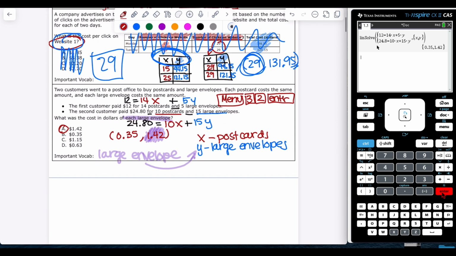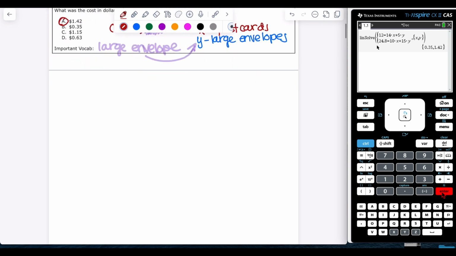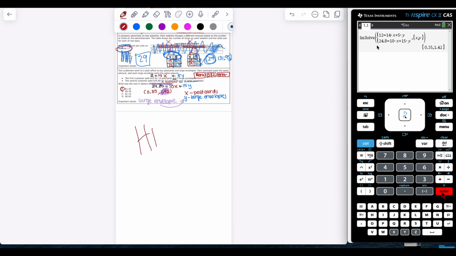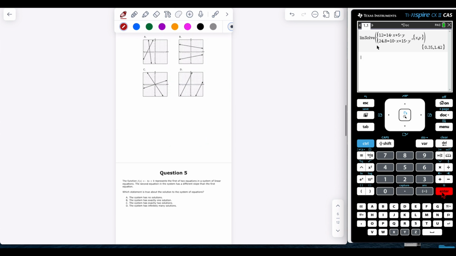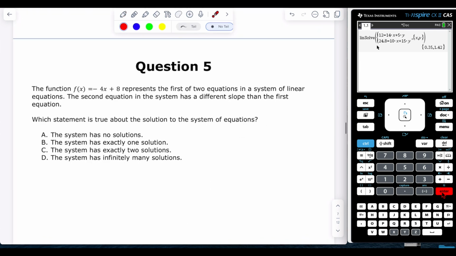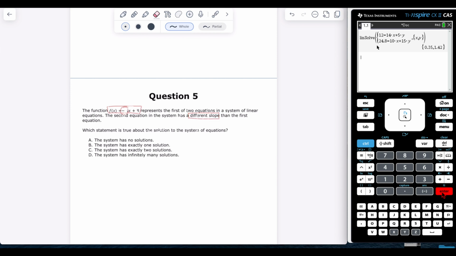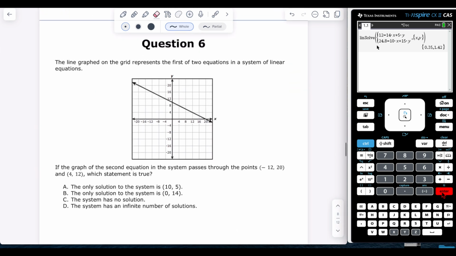What I'm going to do is, if you're still here with me, it is time for the hints. This is probably the only video you will get hints for, but let's take a look at some of these questions. So right here it says, the function f of x equals negative 4x plus 8 represents the first of two equations in a system of linear equations. The second equation in the system has a different slope. It says different slope, so try writing this equation with a different slope. Any slope you want, and put them in Desmos and see what you see. Okay? Now the next question here, I would suggest finding the equation for this and finding the equation for this.